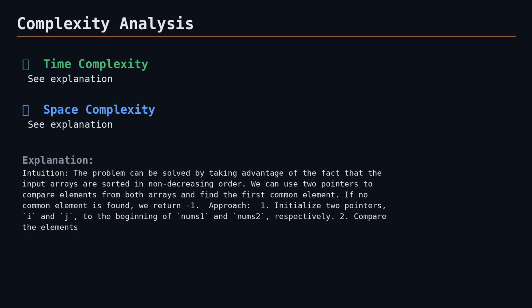Inside the loop, we compare the elements at the current positions of nums1 and nums2. If they're equal, we return the common element. If the element in nums1 is less than the element in nums2, we increment i. Otherwise, we increment j. If we exit the loop without finding a common element, we return -1.